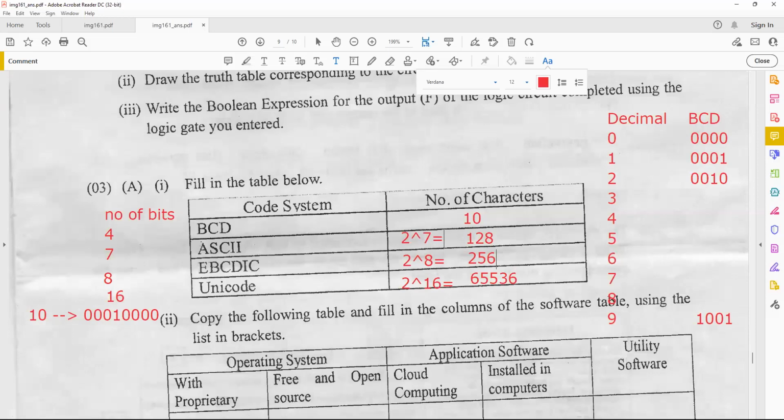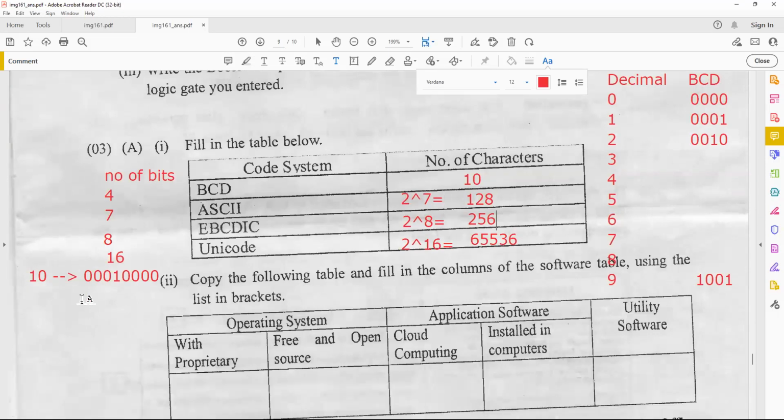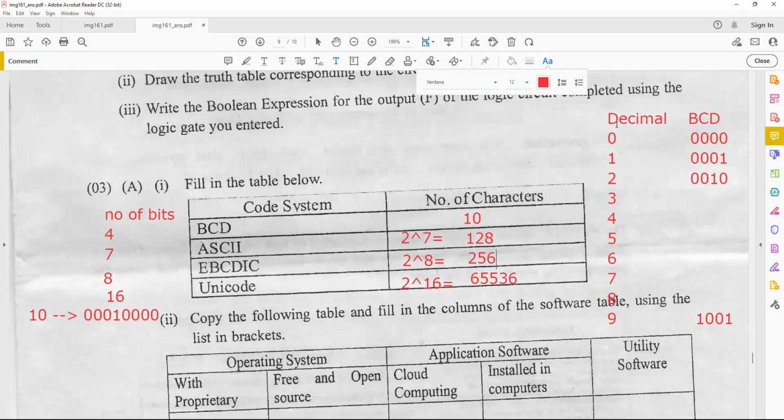Okay, so we have Dulin and Neha. What you missed is we were discussing question number 3, part A. We were looking at coding systems. Binary coded decimal is the first one. It uses 4 bits, but it represents all the decimal numbers using 4 bits binary, right? So the total number of characters we can represent in BCD is 10 characters.